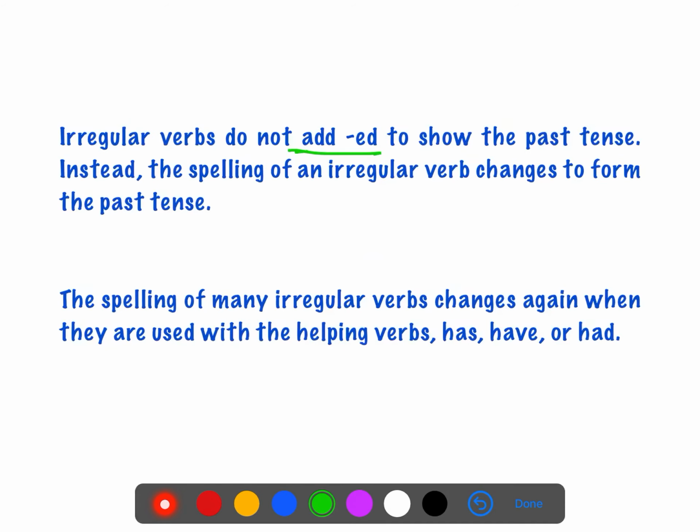Irregular verbs do not add ed to show the past tense. Instead, the spelling of an irregular verb changes to form the past tense. The spelling of many irregular verbs changes again when they are used with the helping verbs has, have, or had.